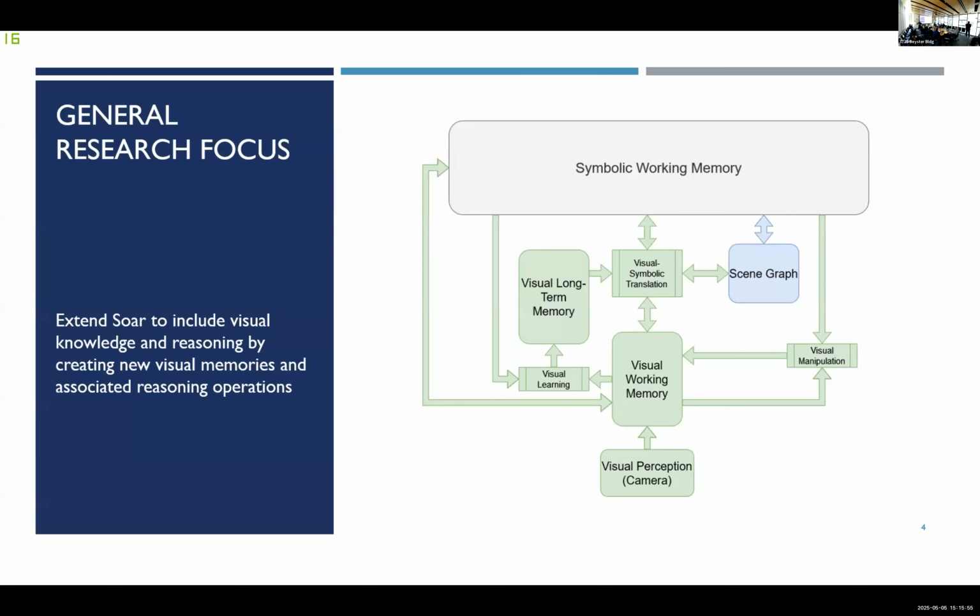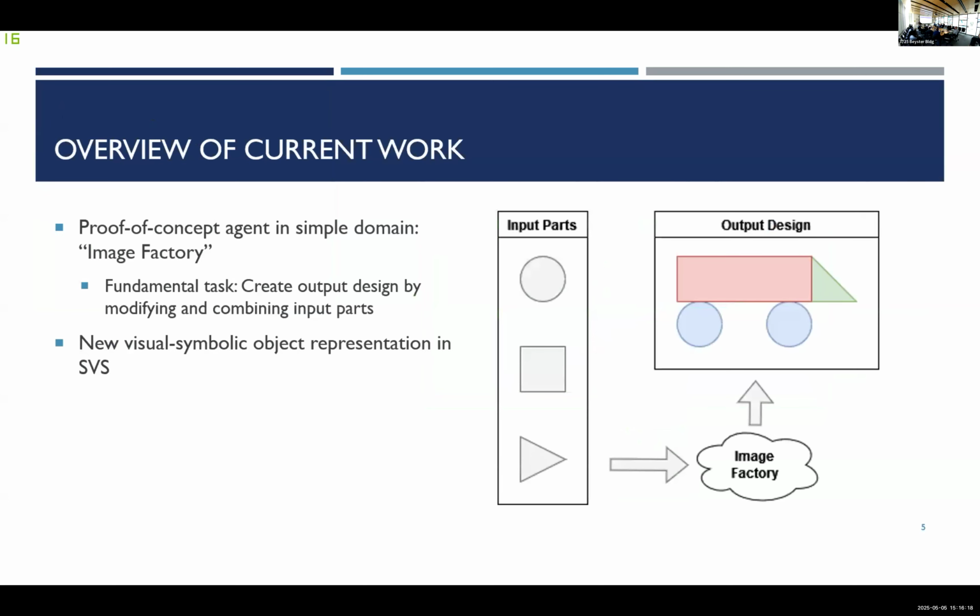And enabling this kind of reasoning and knowledge representation in Soar has been the focus of my research basically my entire time here. Over that time, I've extended the spatial visual system a lot. That's what this diagram is, and I'll talk about that more in a bit. And so this general research program that I've been doing is how do we extend Soar to include this visual knowledge and visual reasoning capabilities. This particular presentation is about some of the latest work that I've done. I'll give a brief recap about other stuff just so you can understand where I'm coming from.